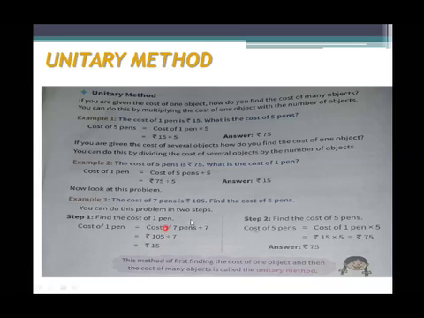Now we know the cost of 1 pen. How many pens' cost do we have to find? 5 pens. So you have to do cost of 1 pen into 5. So the cost of 5 pens equals the cost of 1 pen into 5, which is 15 rupees into 5, 75 rupees. So the cost of 5 pens is 75 rupees. This method of first finding the cost of one object and then the cost of many objects is called the unitary method. In this way, first you find the cost of one object, then you multiply with the number of objects. This method is called the unitary method.